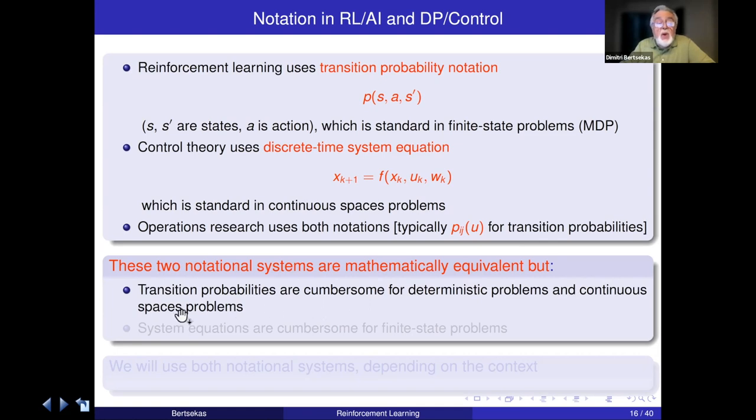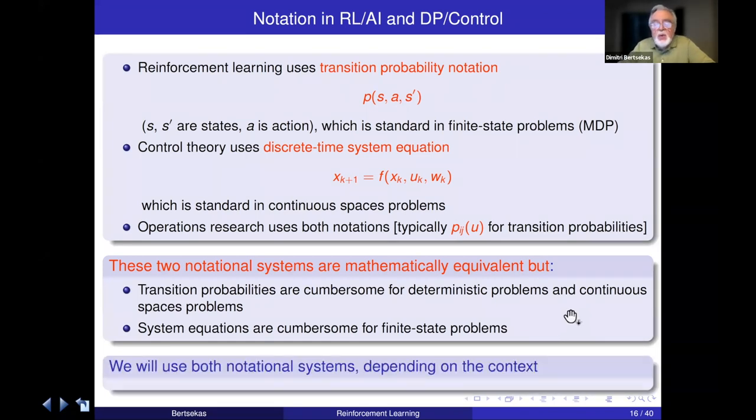Moreover, when it comes to problems involving continuous spaces, like control of robots or self-driving cars, where you have continuous state and control spaces, this type of notation is not very good. It takes you to the type of mathematics where you don't want to go, extremely difficult and cumbersome mathematics. So for such problems, discrete time equations are much more convenient and more functional when it comes to analysis. On the other hand, if you have a finite state problem, then this type of notation is cumbersome. It's much better to deal with this or with that. So no notational system is best overall. Depending on the context, there are advantages and disadvantages of using one over the other.